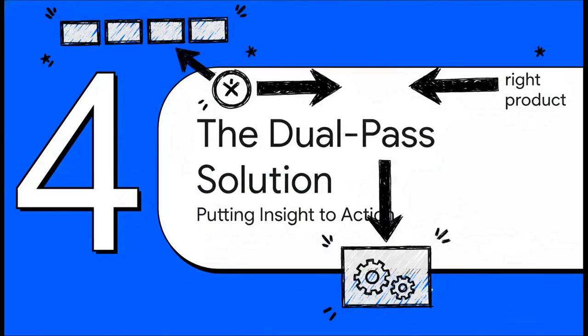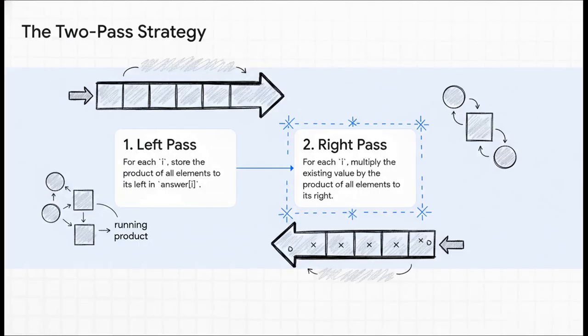So, how do we actually turn that insight into code? Well, if we need the product of the left side, and we also need the product of the right side, that kind of suggests a strategy where we'll need to go over the array in two different directions, doesn't it? And that leads us straight to the two-pass strategy.